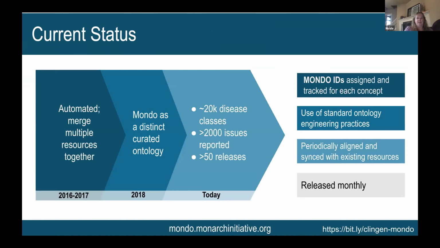So we're not running the algorithm anymore, but just adding new terms as requested, like from your group, or doing tons of iteration on what's already in there, trying to improve what we have. But today we have over 20,000 disease classes and more are being added continually. We've had over 2,000 issues reported on our GitHub, which is really impressive and speaks to how much community feedback we've been getting, and it's been really fantastic.